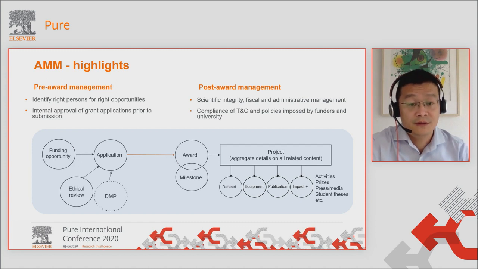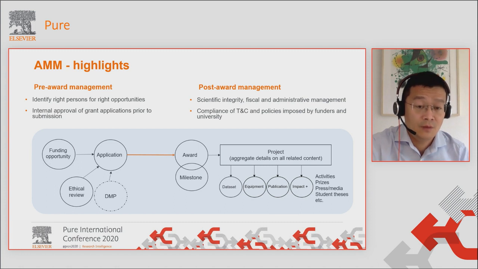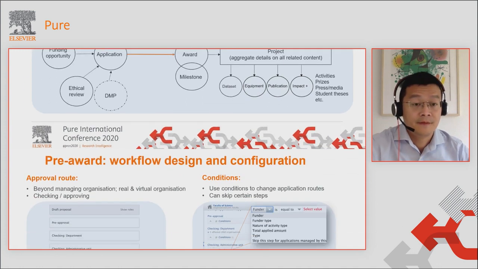For post-award management, the focus is on collecting the output related to the award and making sure the funders' requirements, such as time tracking, scientific reports, and financial administration, are met. This is supported by the content types award, milestones, and project. The content type project aggregates all the details on the related content.